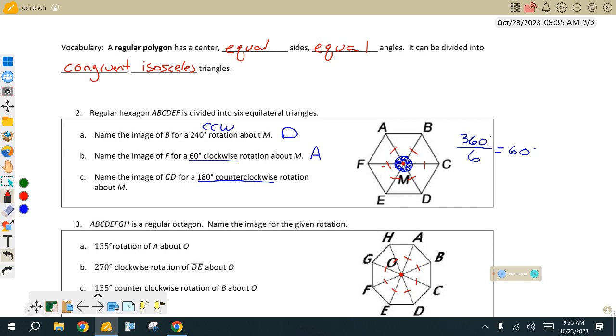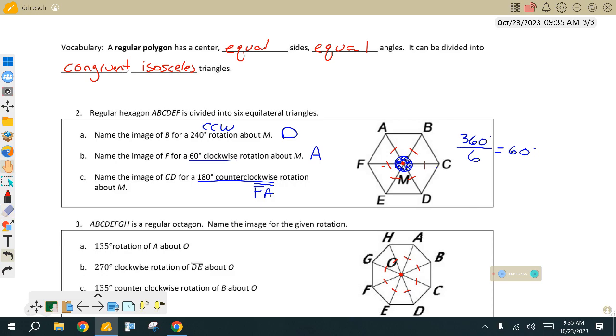So which way am I going? Towards BC or towards DE? BC, right. So how many turns is 180? 3. 1, 2, 3. So what do you land on? FA, right? That's it. Okay? So that's all we're doing. Just make sure you know which way you're turning, how many turns, and tell me where you land. Nothing too crazy off that.